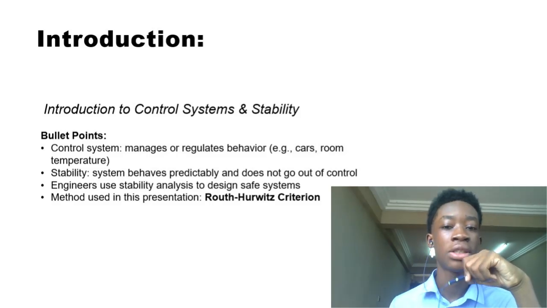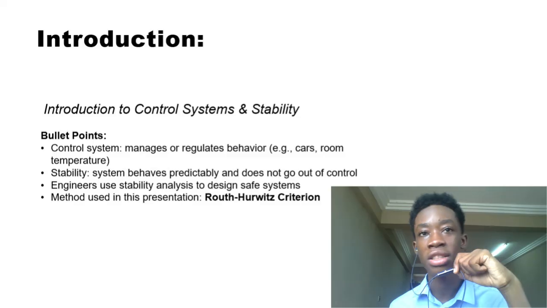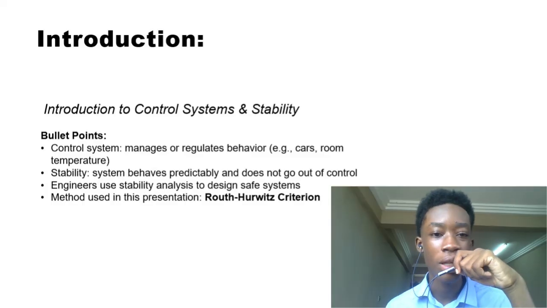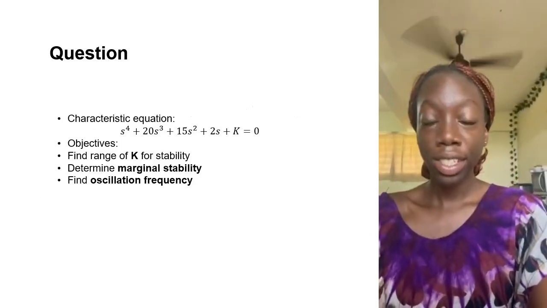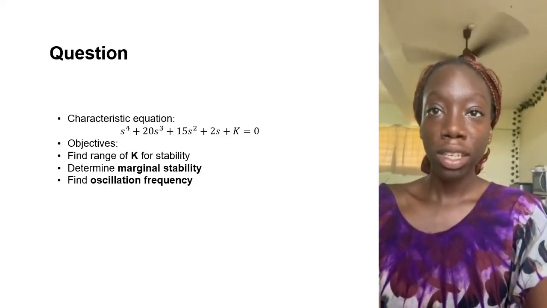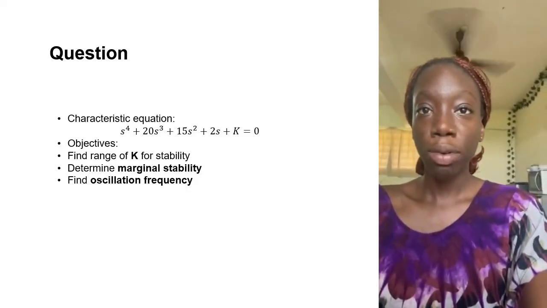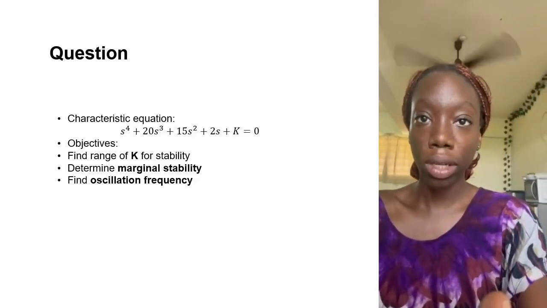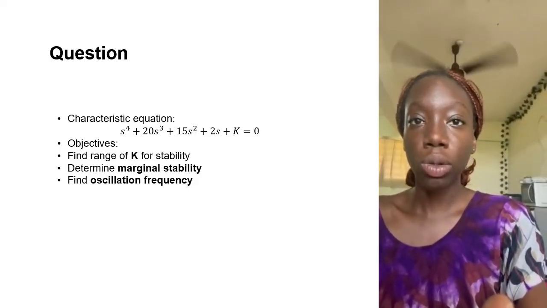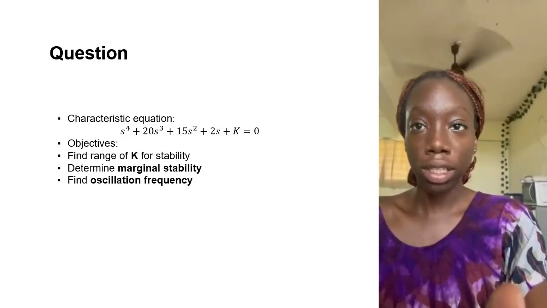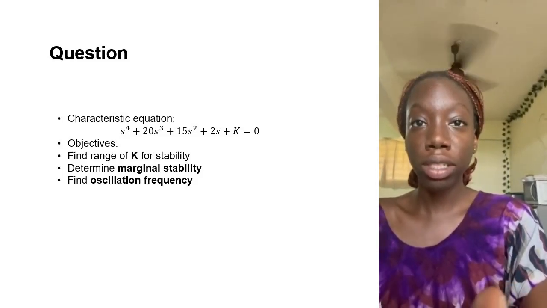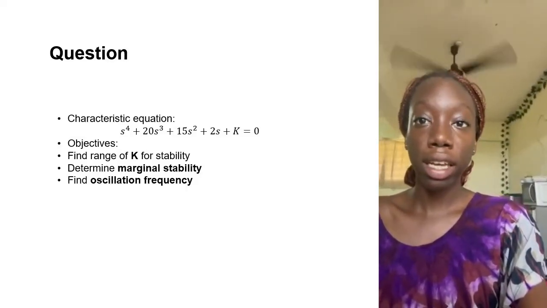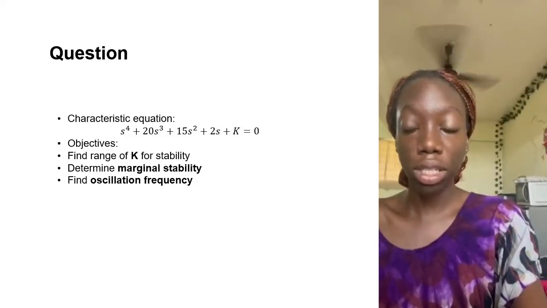It's a mathematical technique that helps engineers determine whether a system will be stable or unstable without needing to solve a complex equation. So in this video, we are presenting the equation s to the power 4 plus 20s cubed plus 15s squared plus 2s plus k equals 0. Our goal is to determine three things. First, the range of values of k that make the system stable. Second, the condition for marginal stability. And third, the frequency of oscillation when the system is marginally stable.